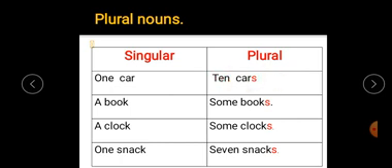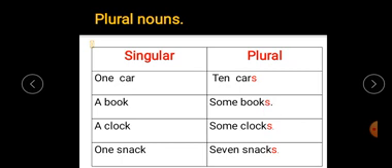A book. Remember I said if I don't want to say one, I can also say a book. Some books. Some also means more than one. When you say some, you are not talking about one thing. For example, I have some books on my table right now because I'm teaching. If I count them, it's 1, 2, 3. I have 3 books. So I can say I have some books. When you say some, it means more than one. Okay? So a book, some books. Can you see my extra S? You can see it, right? That's why I'm pointing at it.